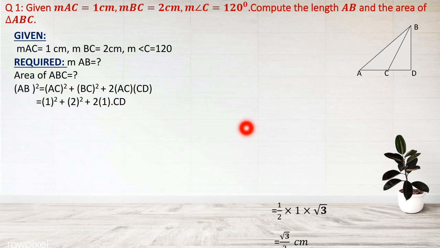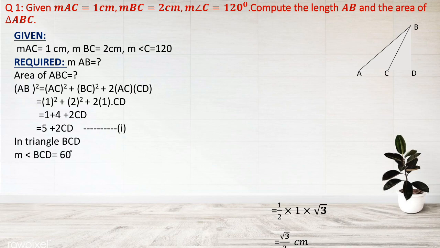Okay students, substitute the values here: AC is 1, BC is 2, AC is 1, and CD is unknown. Now students, we are going to find the value of CD. As you can see, this angle is 120 degrees, so this angle BCD should be 60 degrees. And we also know that the sum of the angles of a triangle is 180 degrees. So when angle D is 90 degrees and this angle is 60 degrees, 60 plus 90 becomes 150, so the remaining angle would be 30 degrees, because 30 plus 60 plus 90 is 180 degrees.